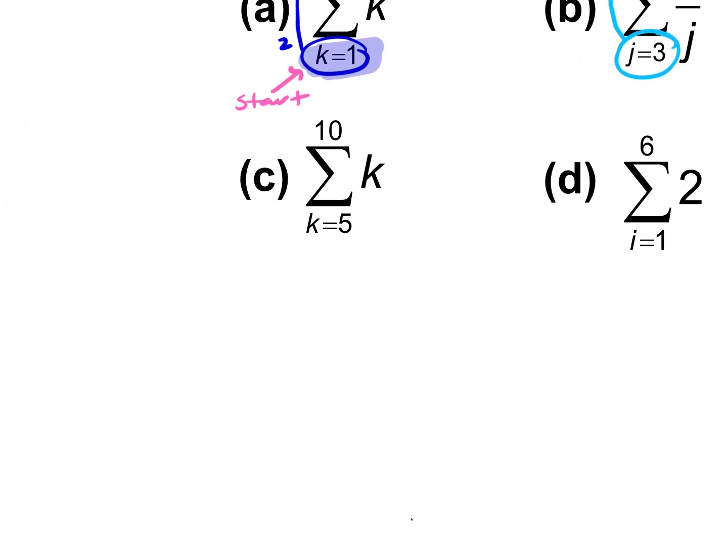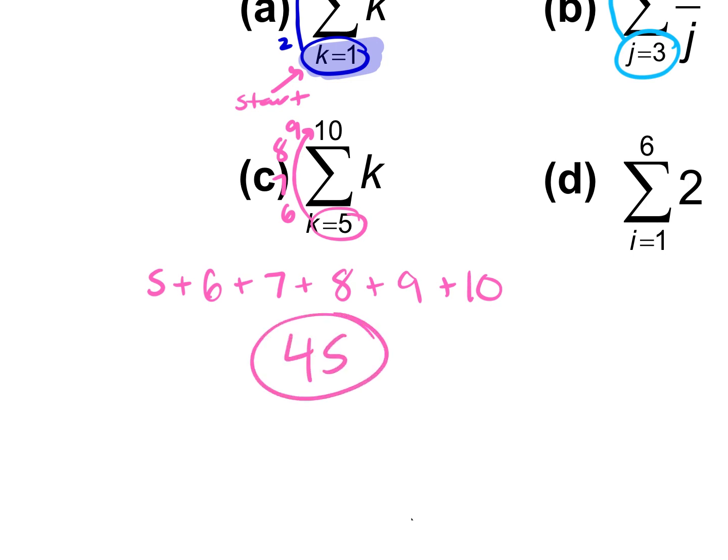Let's do C. What do we start plugging in with C? 5. So we want to plug in 5, we start there, and then we plug in everything on our way to 10. So 5, 6, 7, 8, 9, and 10. So when we plug in 5, we just get 5. Plus when we plug in 6, there's no math to do here, it's just the number. So plus 6, plus 7, plus 8, plus 9, plus 10. And then we want to add all of these together. When you add them up, you get 45. So 45 would be our answer.